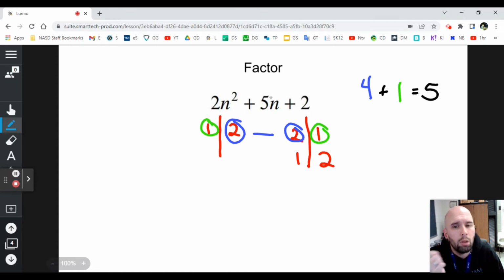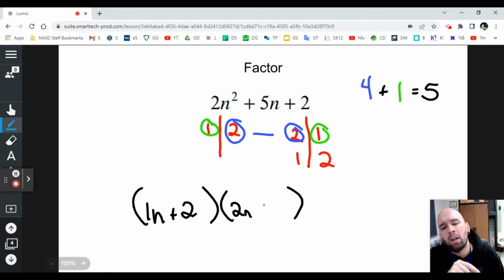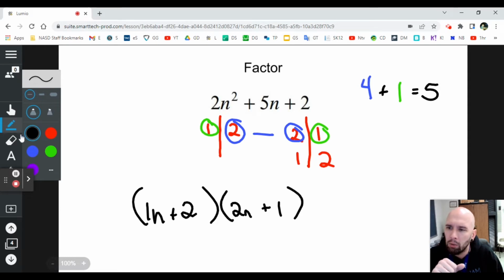I do, which means I set up my parentheses. What goes here? 1. What goes here? Well, first off, let's do the things attached to n. 1 is attached to n, so 1n. 2 is attached to n, so 2n. So first thing in the first parentheses, first thing in the second parentheses, second thing in the first parentheses. So 2 comes from something that's not attached to any variable. 1 comes from something that's not attached to any variable. There you have it. Let's get rid of the 1 in front of that n by erasing it.